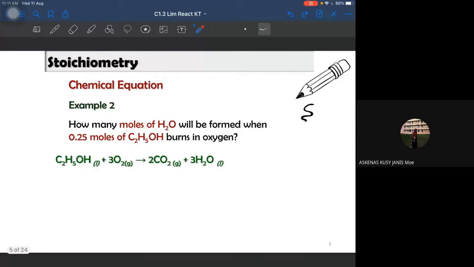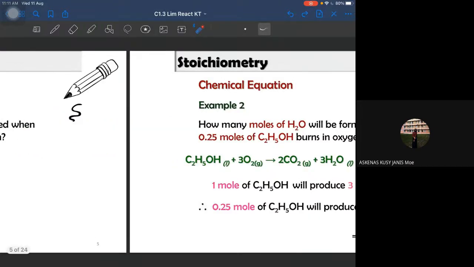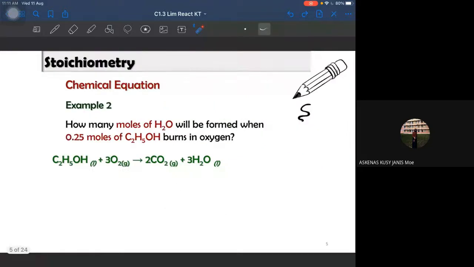Right, so this question. Okay, so let's have a look at this question. Example 2. How many mole of H2O will be formed when 0.25 mole of C2H5OH burns in oxygen? Okay, so kalau dia burns in oxygen, maksudnya you are reacting with oxygen to form CO2 and H2O. Okay, ini complete combustion lah. Nanti kita akan belajar later on apa tu complete combustion and so on. So for this question yang kamu kena tahu, react with excess oxygen akan form CO2 and also H2O.